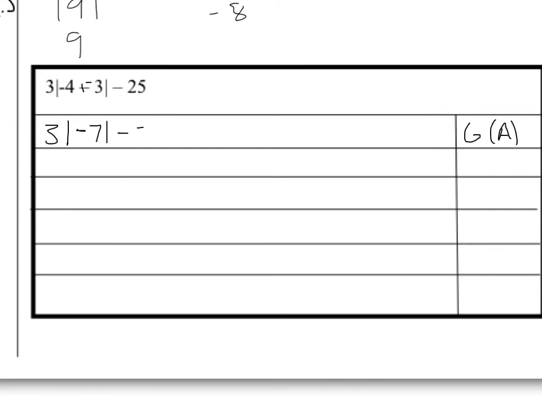Absolute value of -7. Absolute value symbols are a little bit different. They don't just disappear after you do all the work inside of them. Absolute value symbols themselves are actually an operation. So we are going to have one more step with this set of grouping symbols where we actually are doing the operation of the grouping symbol. So taking the absolute value of -7, it's going to give me 3 times 7 minus 25.